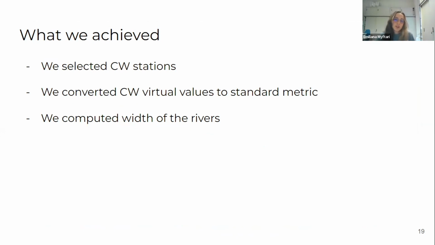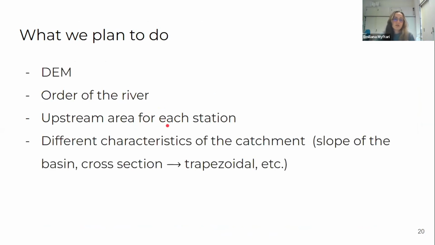We computed the width of the river, and now what we want to do is use the digital elevation model of the regions in Europe to get the order of the river, the upstream area, the catchment, and then use different characteristics of the catchment, like the slope and the cross-section, saying for example that the cross-section is trapezoidal, and so on.